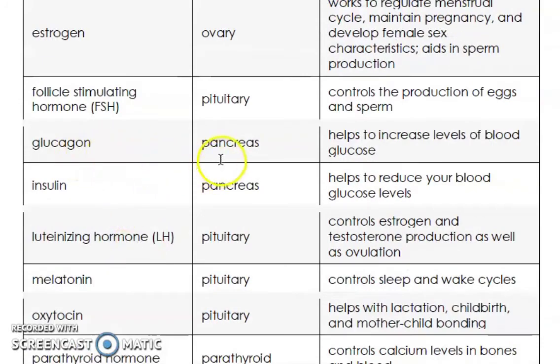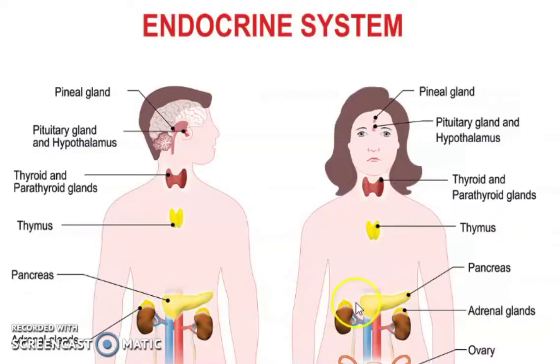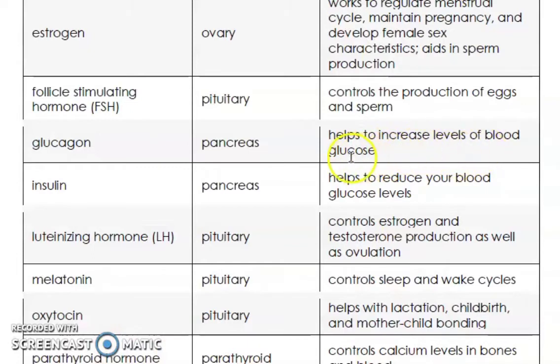Glucagon is produced in our pancreas. Our pancreas is located above our kidneys, this yellow organ. Glucagon helps to increase levels of blood glucose. Most of the time, glucagon can activate when we haven't eaten, like when a child has not had breakfast. So it is also known as stored energy. Insulin, also produced in the pancreas, helps to reduce your blood glucose levels. If you are having an abnormally high blood glucose, then the insulin is responsible for lowering it.